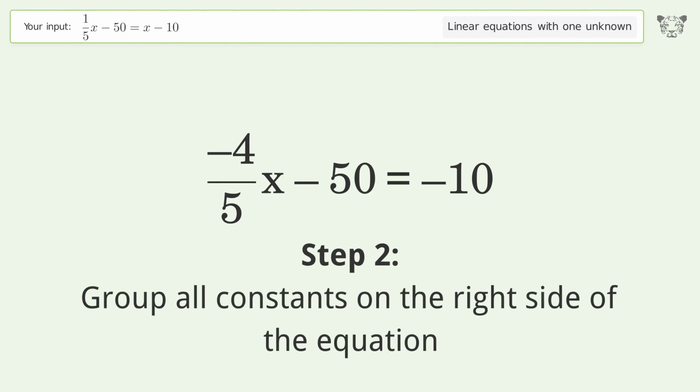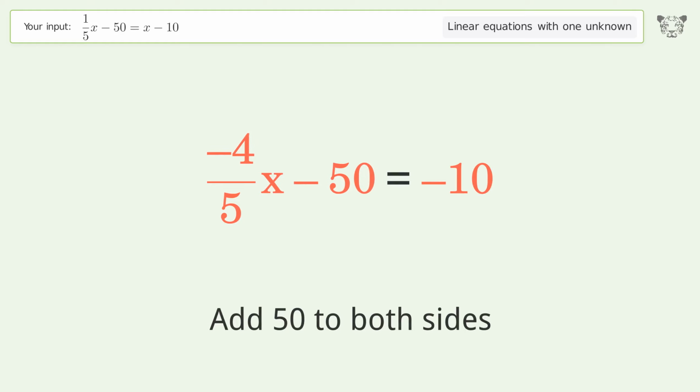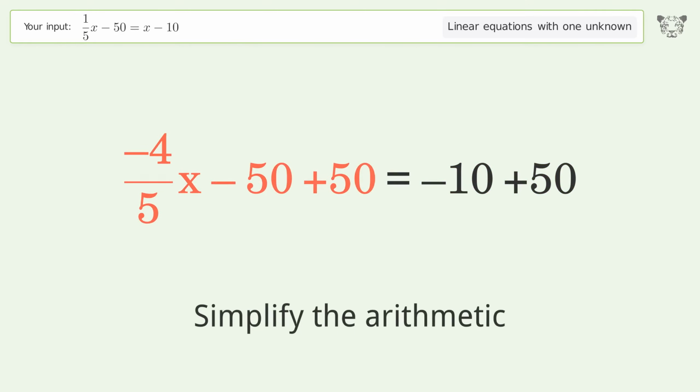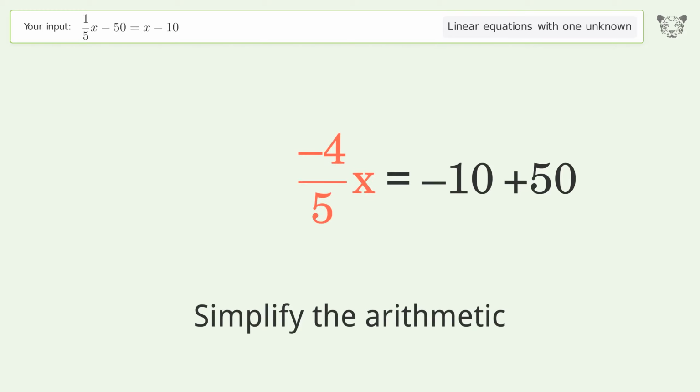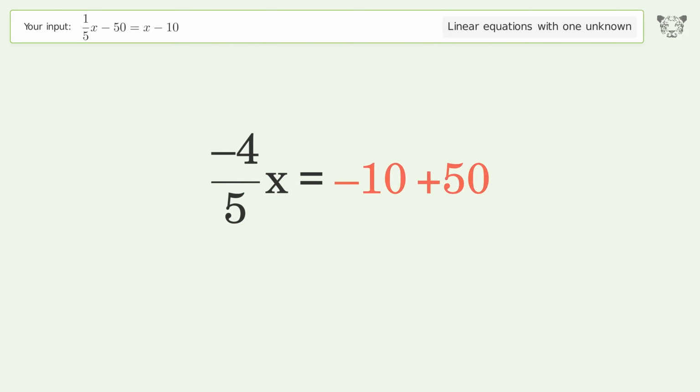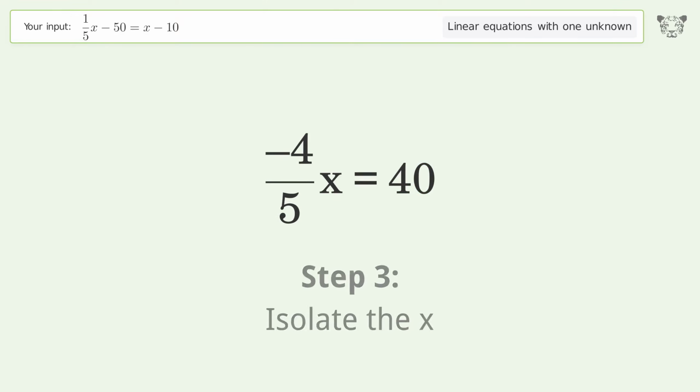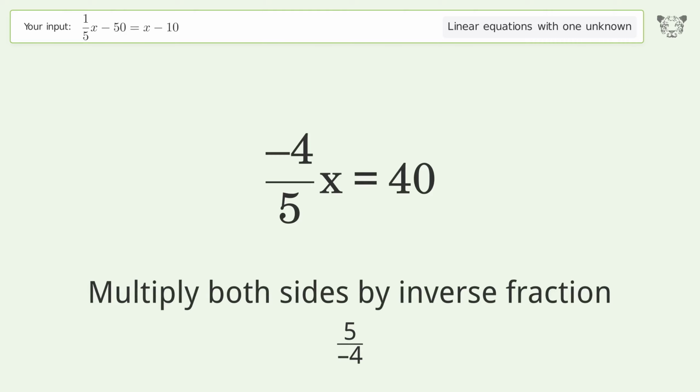Group all constants on the right side of the equation. Add 50 to both sides. Simplify the arithmetic. Isolate the x. Multiply both sides by inverse fraction 5 over -4.